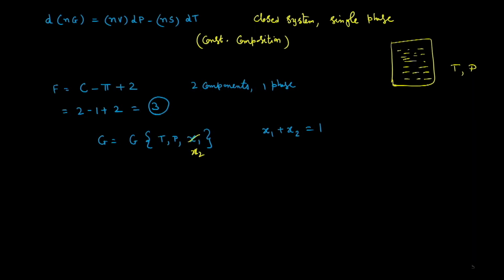I can choose any one of the 2 mole fractions. They are equivalent. So the Gibbs free energy, or in fact any thermodynamic property, is a function of 3 variables. In this case, we chose it to be T, P and x1.